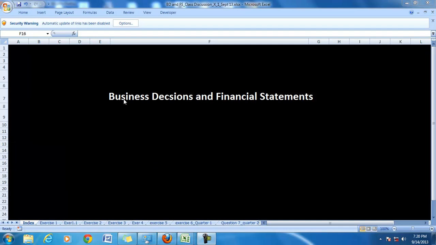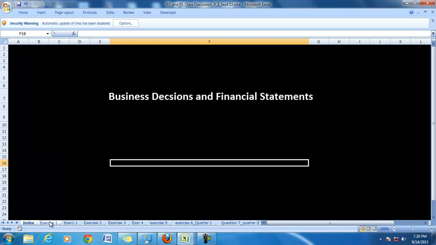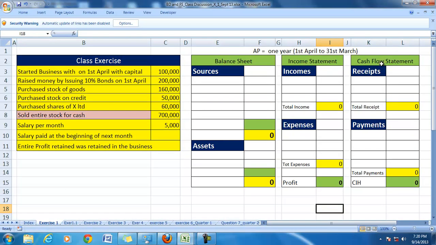We define financial accounting as a process of converting the business decisions into financial statements. So we'll take an example to convert the business decisions into these financial statements. Financial statements are the balance sheet, income statement and cash flow statement. We'll see a set of business transactions.